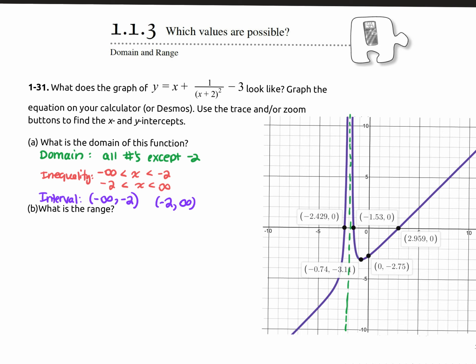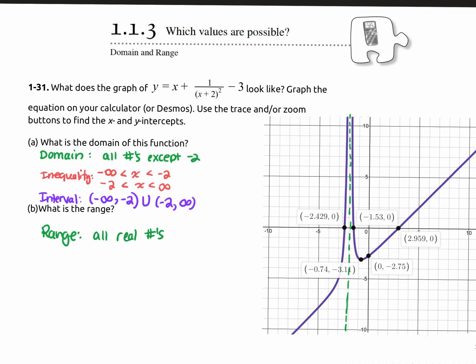Now, when we have more than one part to our domain, we're going to use a little u in between, and that just is a symbol for union in mathematics. And then take a look at your range. So let's talk about range in words. Are there any y values that would not be possible? And it doesn't look like there are, because it looks like our graph continues to move down here and up here, and there's no place in here that I see I can't have a y value. So my range is all real numbers.